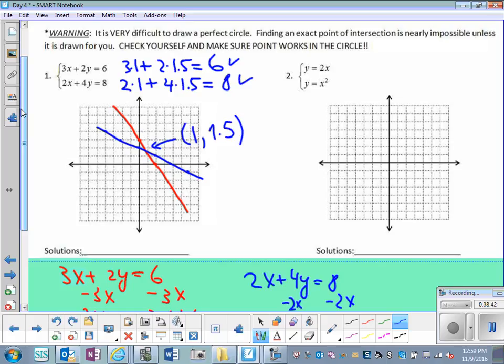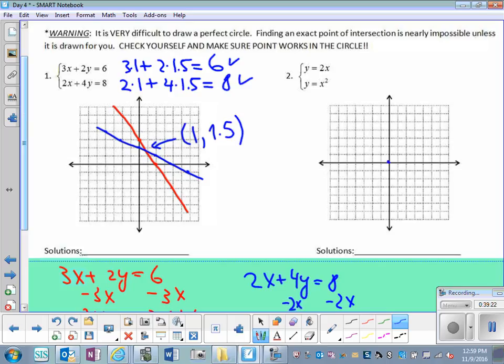Okay. So let's do the second one together and then you'll try on your own. Okay, so what kind of shapes will I expect for these two equations? If I graph these two equations, what shapes will I get? One parabola and another one? Circle. Line. So y equals 2x is what? y equals 2x will give me a line, right?